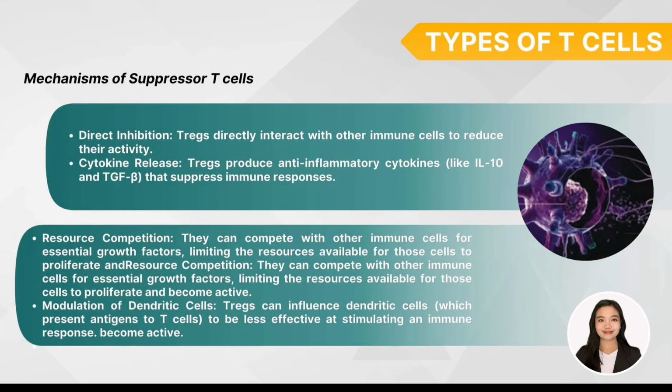We have here some mechanisms of suppressor T cells. So first is direct inhibition. Tregs, or suppressor T cells, directly interact with other immune cells to reduce their activity. Next is the cytokine release. Suppressor T cells produce anti-inflammatory cytokines. And next is resource competition. They can compete with other immune cells for essential growth factors, limiting the resources available for those cells to proliferate and become active. Last is the modulation of dendritic cells. Tregs can influence dendritic cells, which present antigens to T cells, to be less effective at stimulating an immune response.